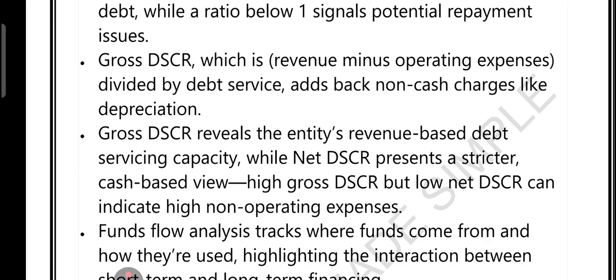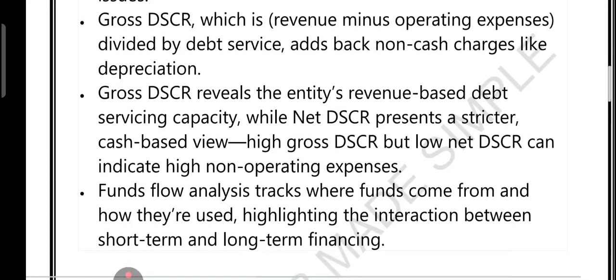That's the difference. See, in the net DSCR, we just write the revenue in the numerator. In the gross DSCR, we subtract the operating expense from revenue, right? So basically, gross DSCR includes non-cash expenses like depreciation also, right? So it shows the potential to repay, while net DSCR shows the actual repayment capability.